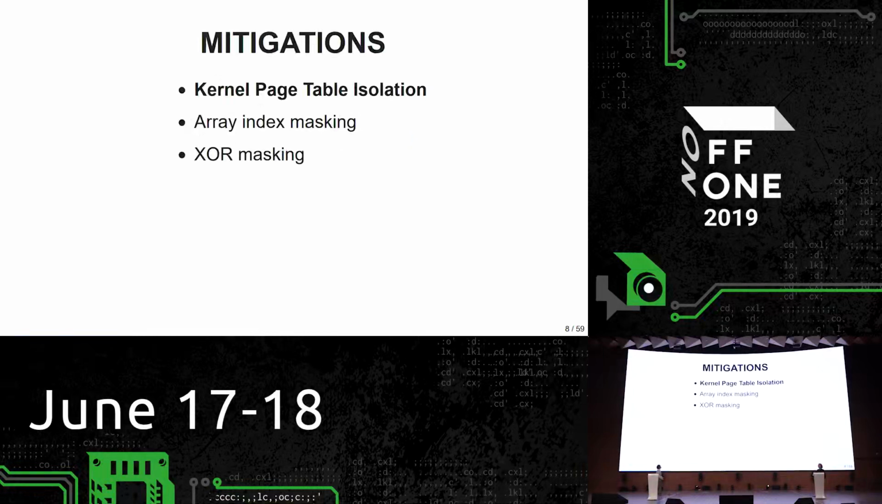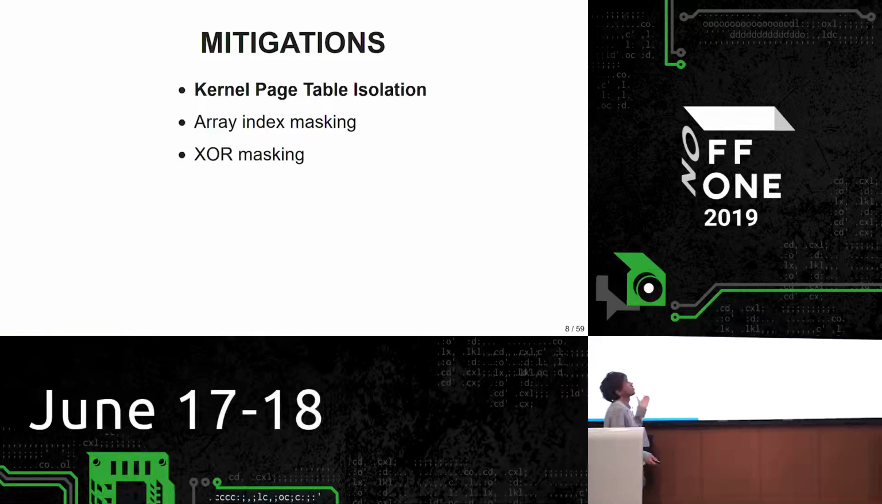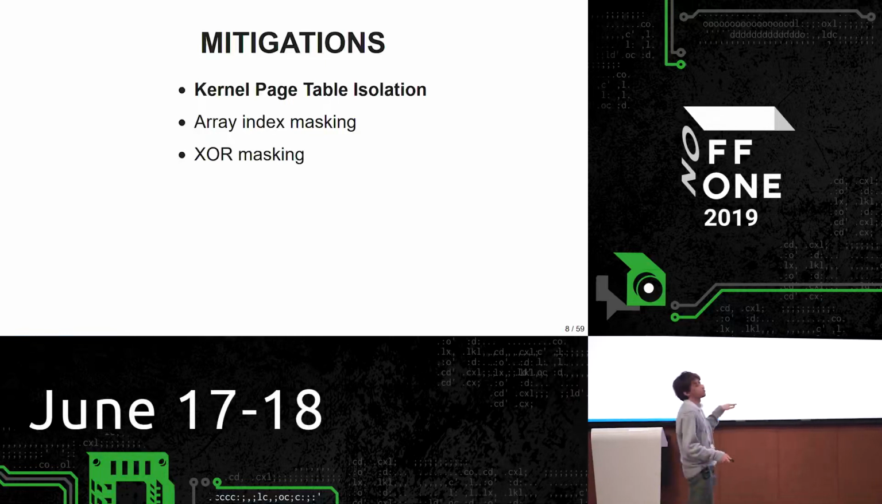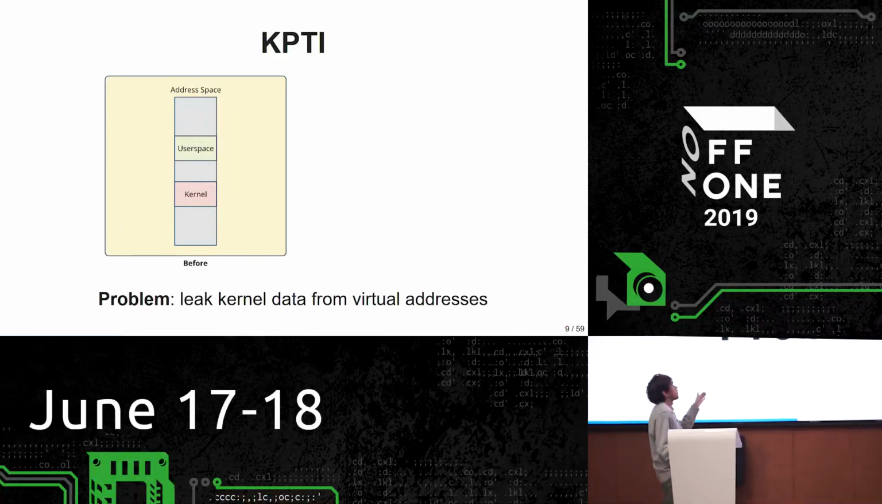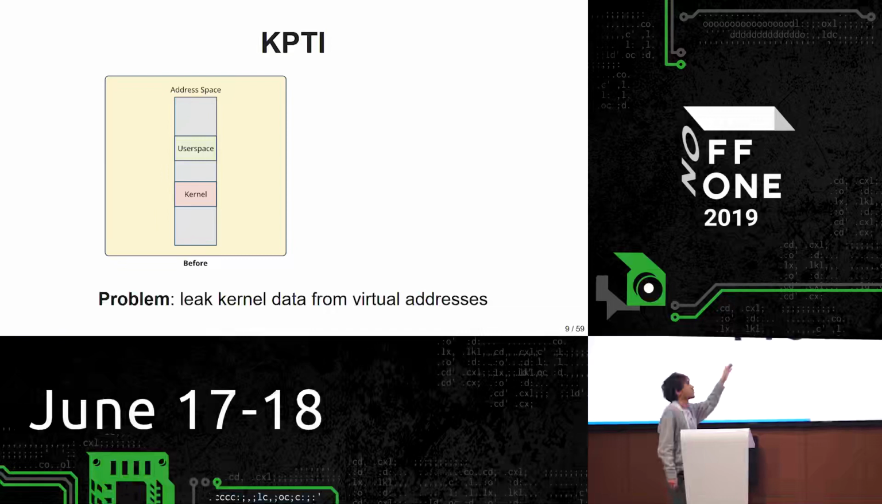There are different mitigations. A few of the proposed mitigations are array index masking and XOR masking for Spectre and Foreshadow. We don't really care about those for this presentation. We care more about kernel page table isolation. So what does that look like? Before Meltdown, we just had one process space. We had the user space program and the kernel in the same memory address space layout.